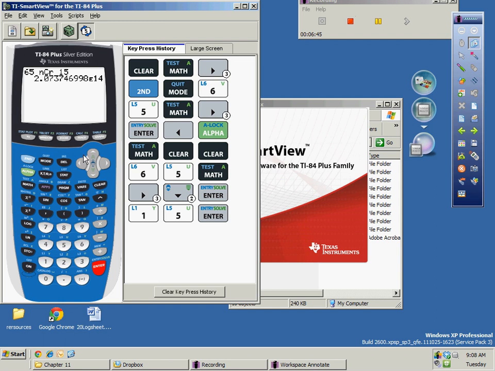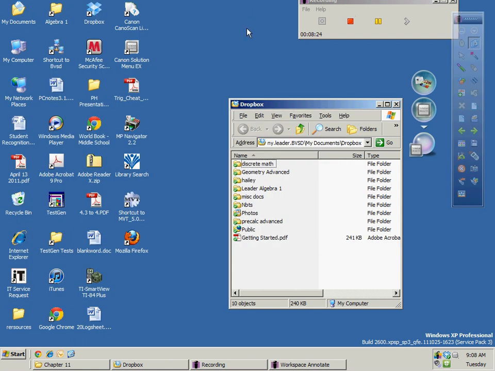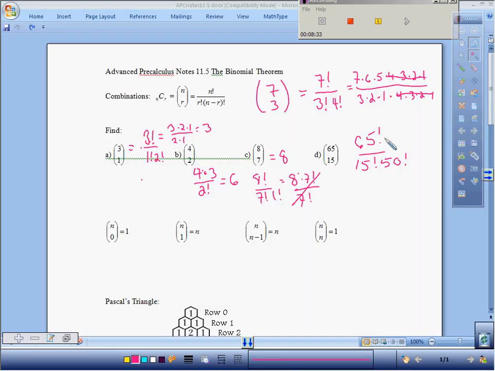Yes, sir? Why would it do that? Because 15 times 50 factorial on the bottom, wouldn't the 50 cancel out at 65? No, it'd be 65. You'd have 65 times 64 times 63 times 62 times 61, all the way down until you get to 50 factorial. And then the 50 factorials would cancel out. And then you divide that by 15 factorial. So basically it'd be 65 down to 51 divided by 15 factorial.